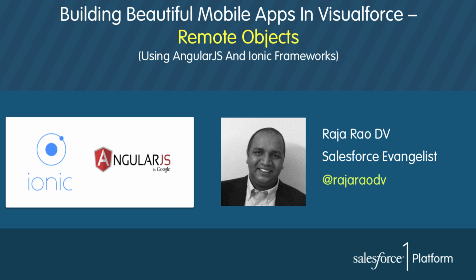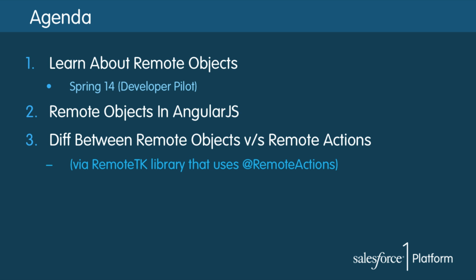I'm Raja Rao. In this section, I will go over how to use remote objects in our AngularJS Ionic app. And here is our agenda. First of all, I will go over remote objects themselves. This is a new feature that was released in Spring 14 as a developer pilot. And then I will show how to use these remote objects in AngularJS. And finally, I'll go over the differences between remote objects and remote actions.